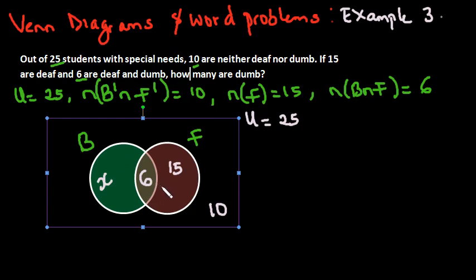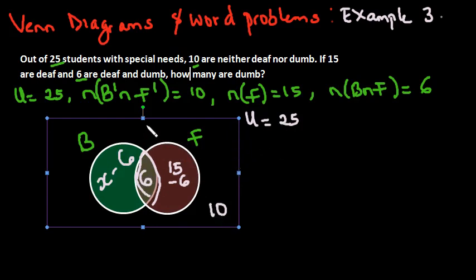But now this is the logic, what we need to get clearly. This deaf here, 15, represents the whole circle, which means that we have to take away this intersection from this 15. So these people who are deaf exclusively will be 15 minus 6. And people who are dumb only will be X minus 6, while the intersection is 6. So now how do we find out what X is? The addition of the entire B with entire F plus the complement will be equal to our universal set.